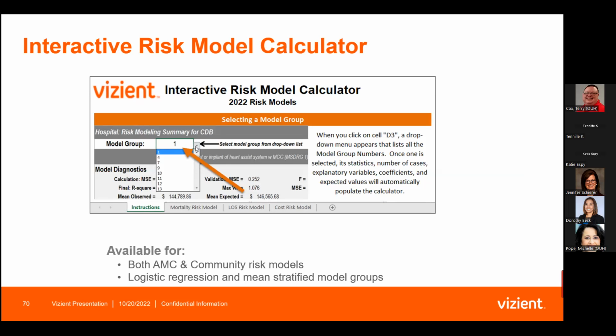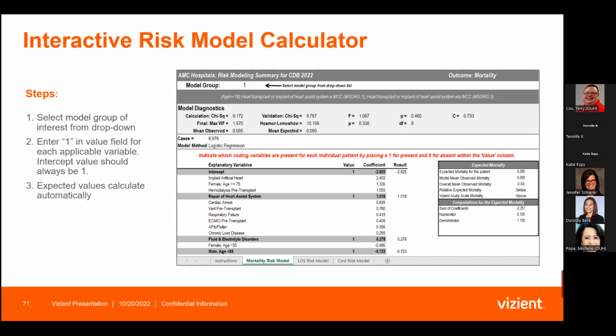risk model calculator. The first tab would be the instructions. I recommend reading that. The second tab would be the mortality risk model. Once you open the mortality calculator, you will see the top section. It's telling you the model version, which is 2022, and what outcome, which is mortality. Using the drop down, you can view any model group. Then you'll see the MS-DRG codes and description detail for the selected model group.